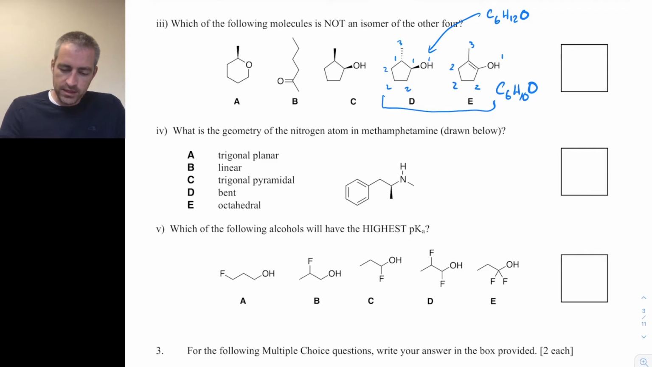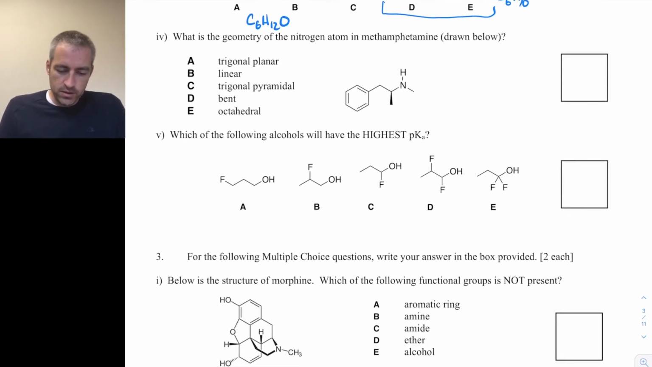Let's see what all the other ones have. If you look at C, it has, again, 6 carbons, 3, 1, 2, 2, 2, 1, 1, 12 hydrogens, and 1 oxygen. So C and D are isomers. E is the odd one out so far. And we can go down the list and find that both A and B are doing the same thing, also C6H12O. So the odd one out is going to be E.